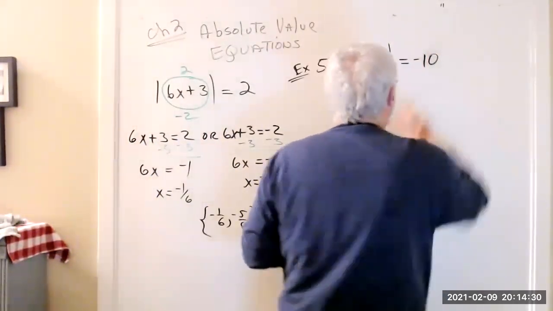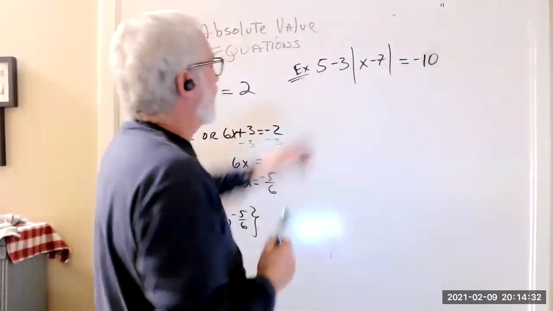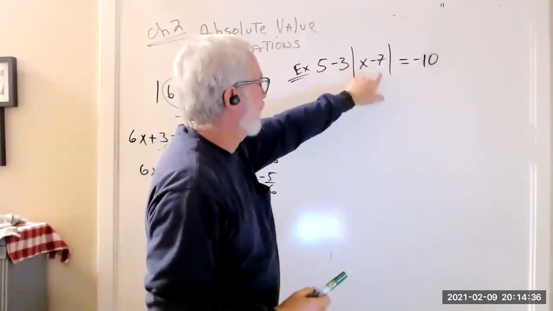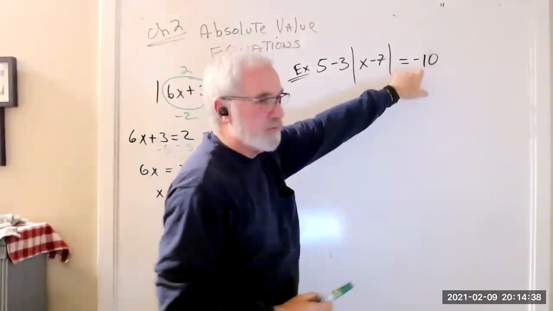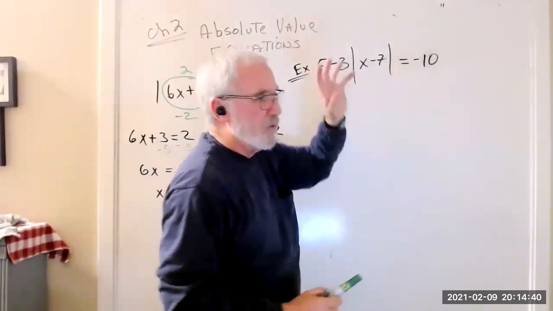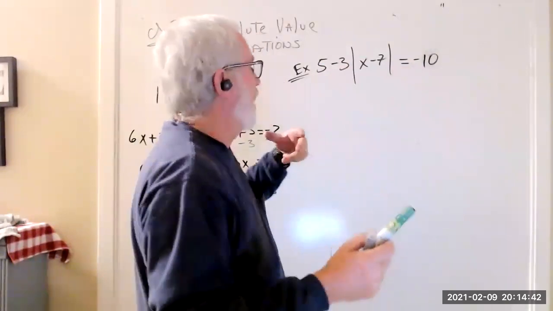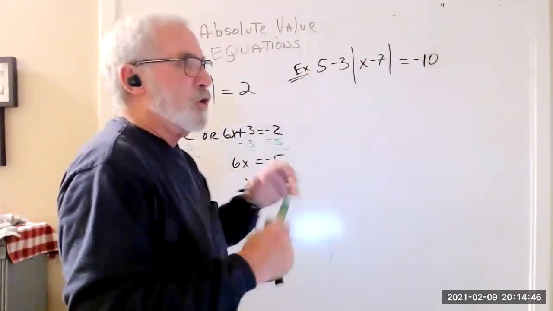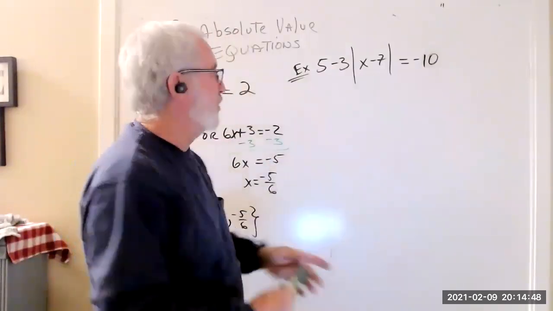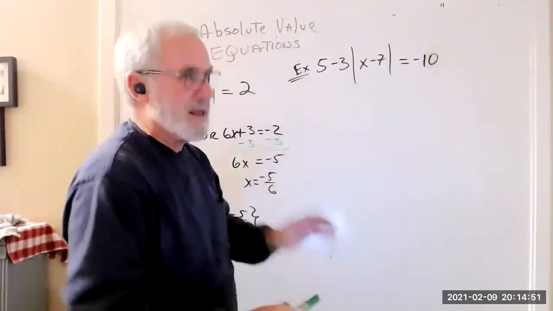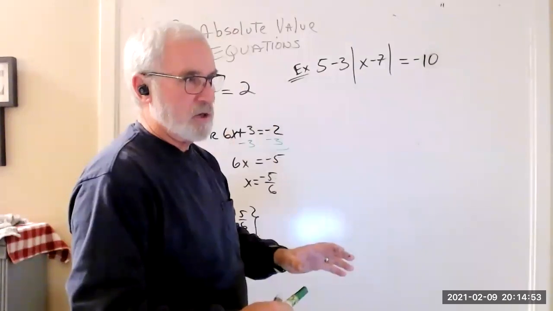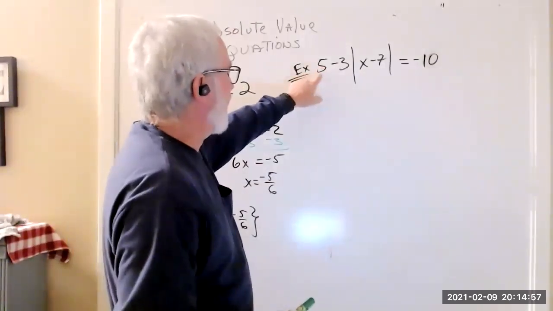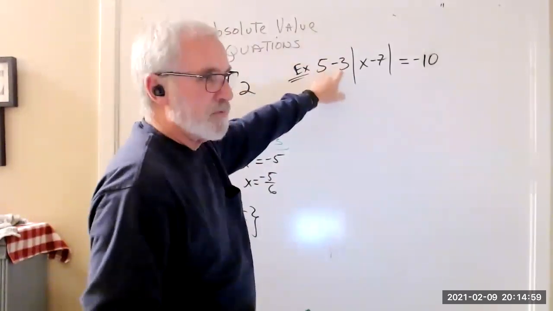All right. So 5 minus 3 absolute value of x minus 7 equals -10. Okay. Let me walk you through this one to make sure you got it. You cannot split it into two parts yet. You can't. Absolutely you can't. You've got to get rid of the 5 and you got to get rid of the -3.